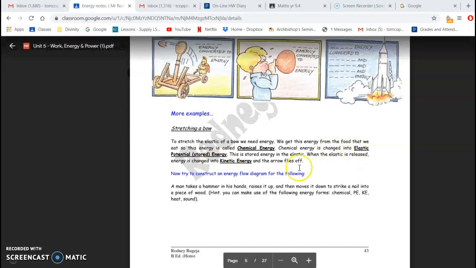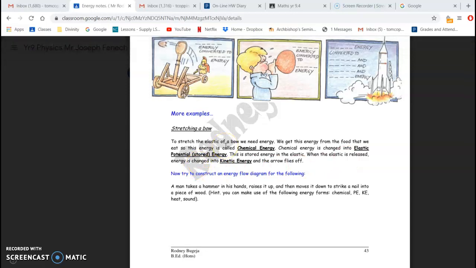So remember when we talked about elastic potential energy? We're changing the energy we gain from the food to elastic energy to pull the bow. When the elastic is released, so when you let go of the bow and shoot the arrow, energy is changed into kinetic energy and the arrow flies off. So you're seeing how the energy changes from one state to another.